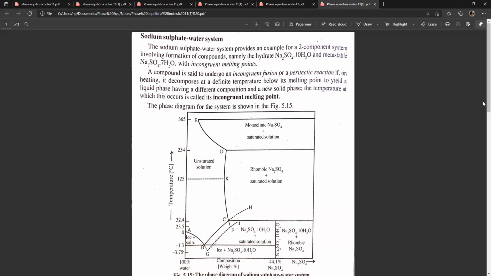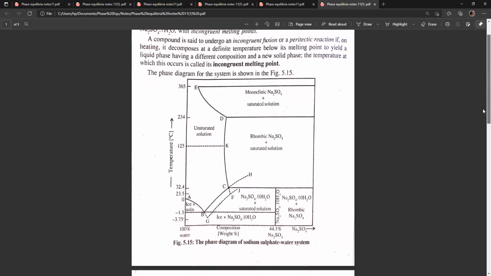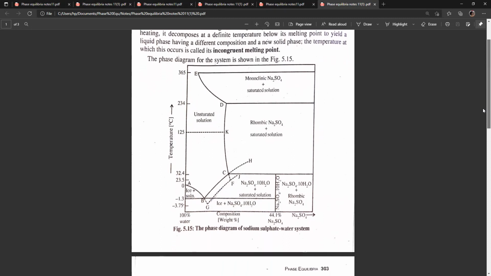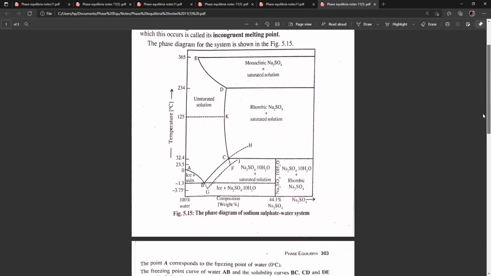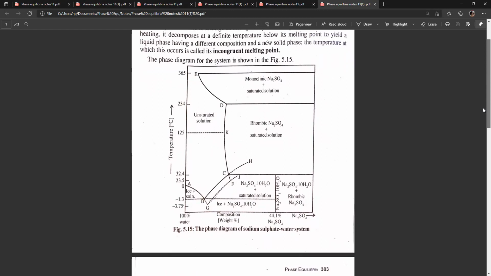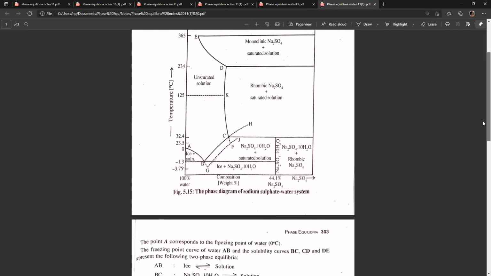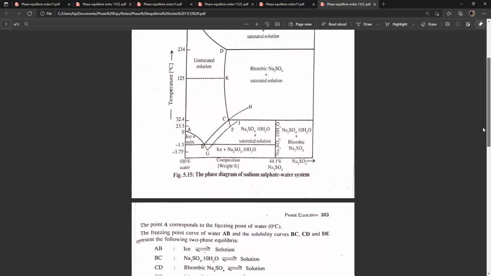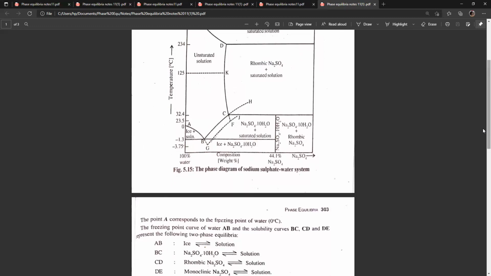And here is the phase diagram of the sodium sulfate-water system, and this is very important as far as your exam is concerned. It may ask for a 10-mark essay. As you know, we are plotting composition along the x-axis and temperature along the y-axis. Point A is the freezing point of ice, that is 0 degrees centigrade. Let us discuss the curves in this system.